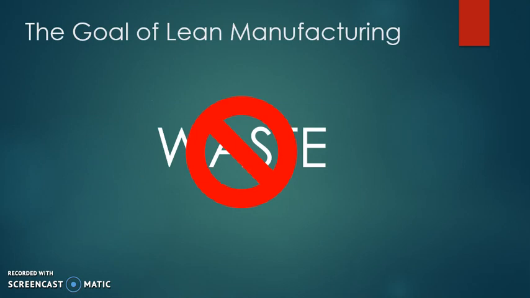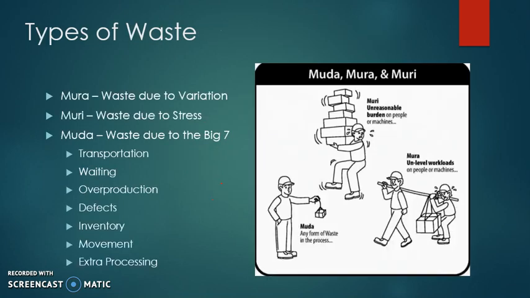The number one goal of lean manufacturing is to eliminate waste. And waste is defined as any non-value added component of a process. And all processes contain some type of waste. Lots of different types of waste. You've got waste due to variation of people or machines. You've got waste due to stress of people or machines.